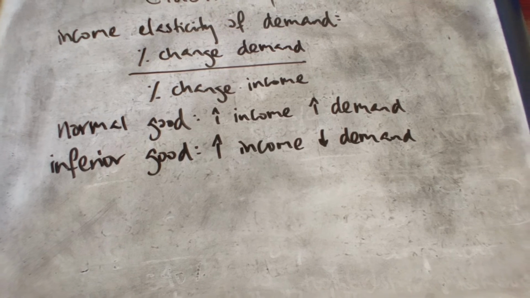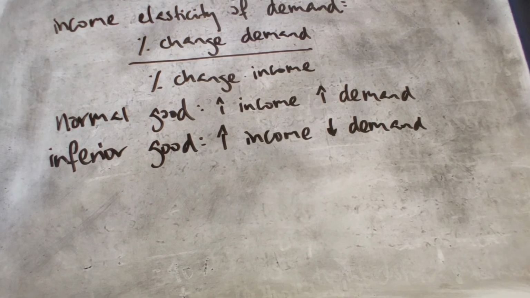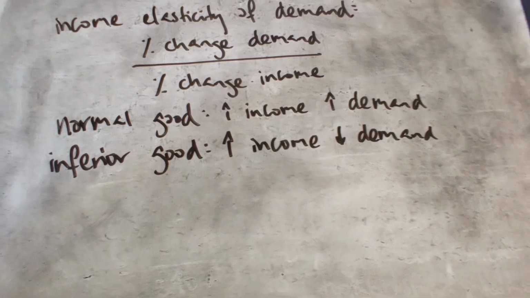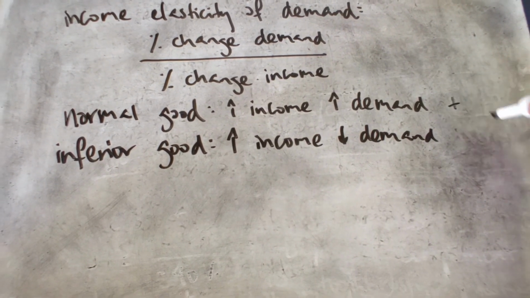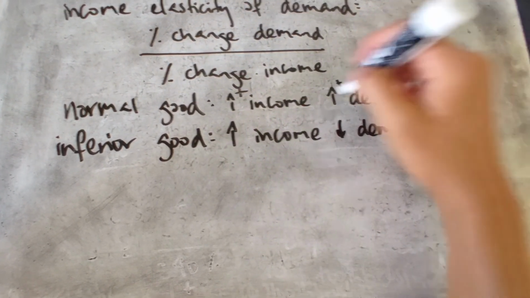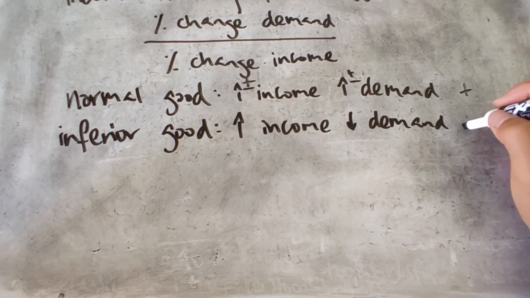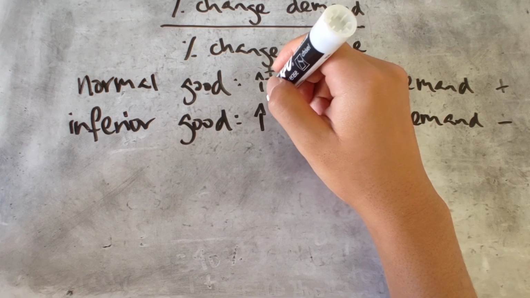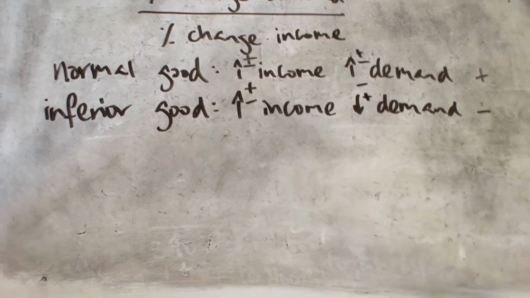And like the substitute or complement type of problem, you determine whether something is a normal good or an inferior good based off of whether the value you get is positive or negative. If the value is positive, then it is a normal good, because these two go the same way, either positive and positive or negative and negative. But you can tell if it's an inferior good if the income elasticity of demand is negative, because the possible values could be positive and negative or negative and positive.